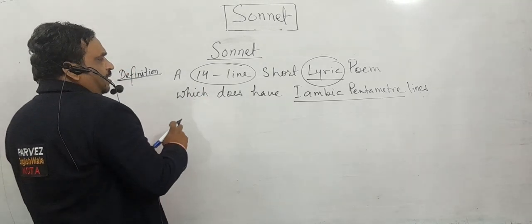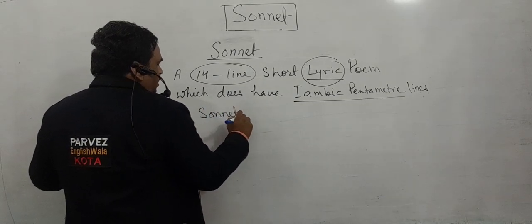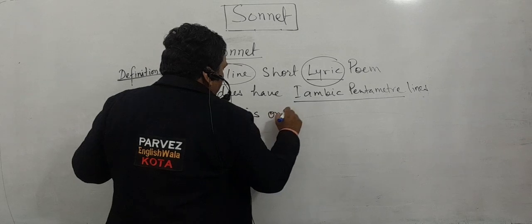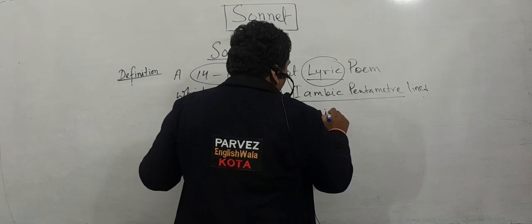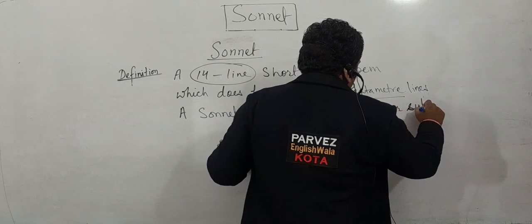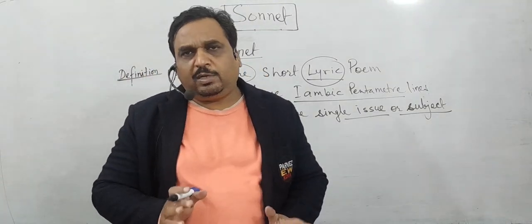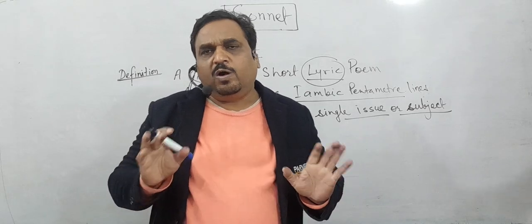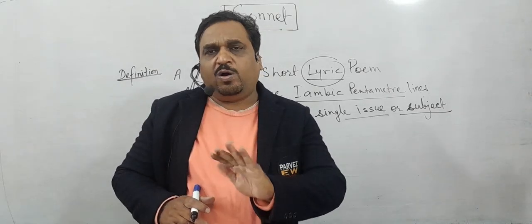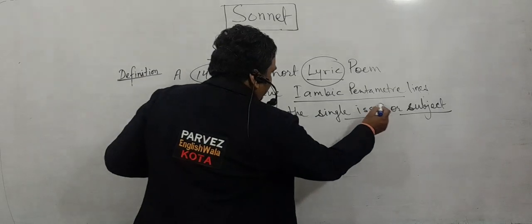An additional rider in information you may add here: a sonnet is on a single issue or subject. That is the main feature. A sonnet deals with a single issue, a single subject, a single problem. So 2 problems or more than 2 problems cannot be dealt with in a sonnet. A sonnet may be only on one issue, a single issue. So single issue is the main feature.